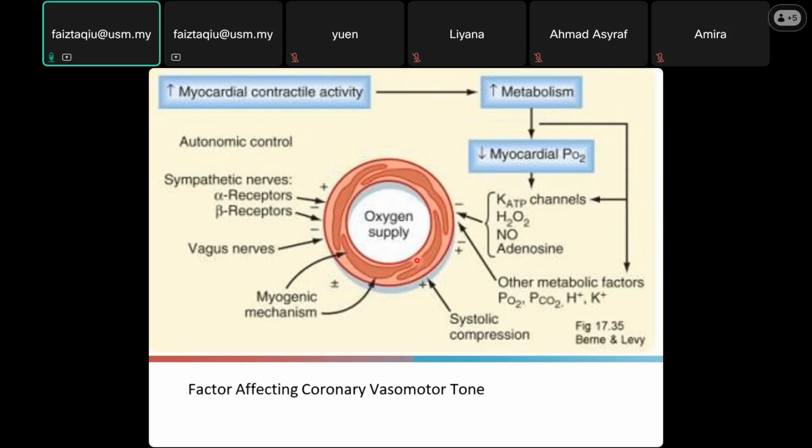Increased myocardial contractile activity will increase the metabolism, which can cause reduced myocardial pressure of oxygen. This will induce the potassium ATP channels, hydrogen peroxide, nitric oxide and adenosine. Other metabolite factors are oxygen, carbon dioxide, hydrogen and potassium. And then the myogenic mechanism, and the vagus nerve, which is the weakest compared to the sympathetic nerves.